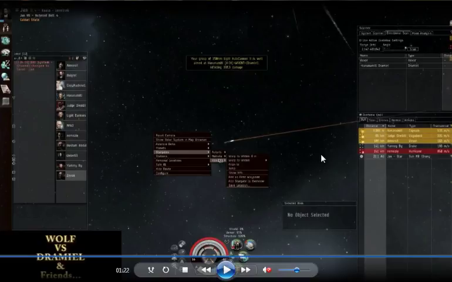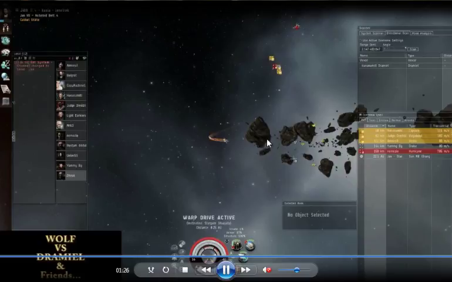The Vaga could come in and get a point, and you don't know if he's got links and he can point from 30, 35K, maybe more. So that's a big threat to him at this point. So he wisely, look at here, he warps off. Good choice. Get off the field.